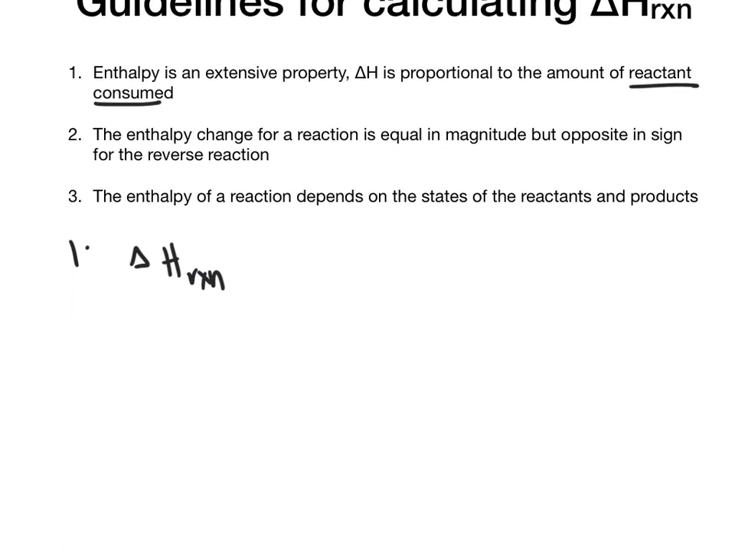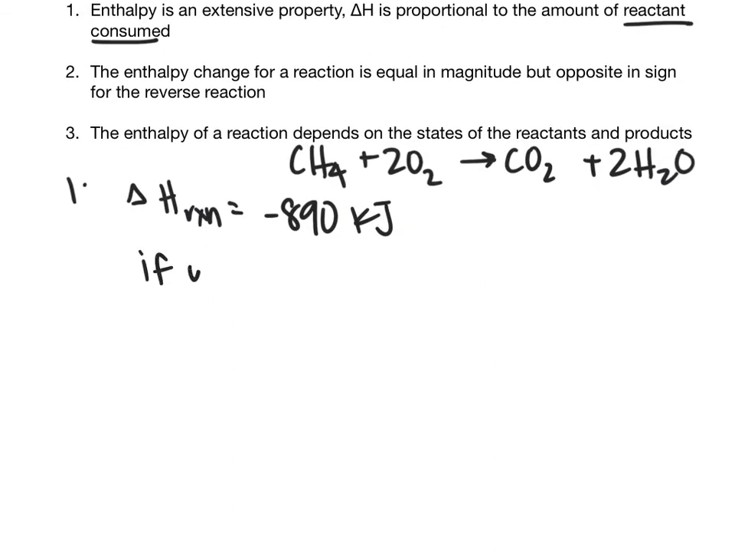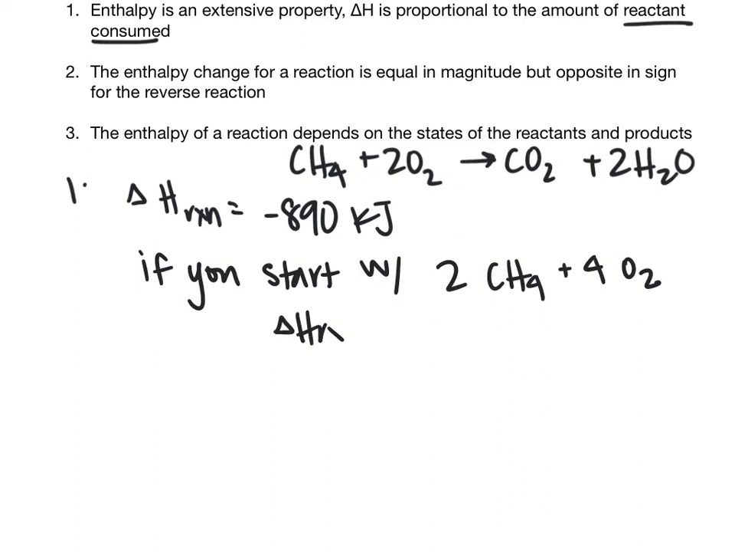reaction for the combustion of methane, the equation for that is CH4 plus 2O2 goes to CO2 plus 2H2O. If in this case it's equal to negative 890 kilojoules, if you start with 2CH4 plus 4O2, delta H reaction is also going to be multiplied by 2. And so in that case, it would be negative 1780 kilojoules.